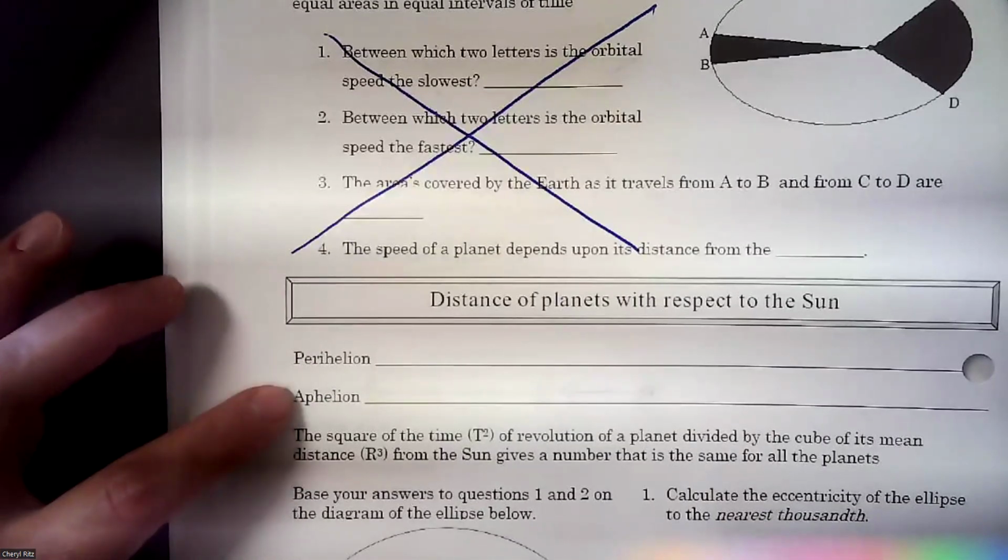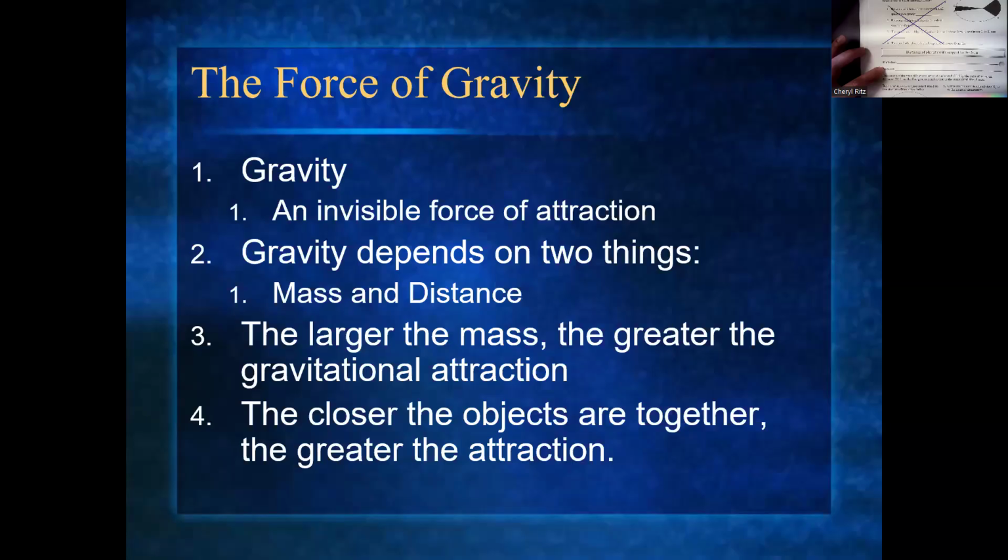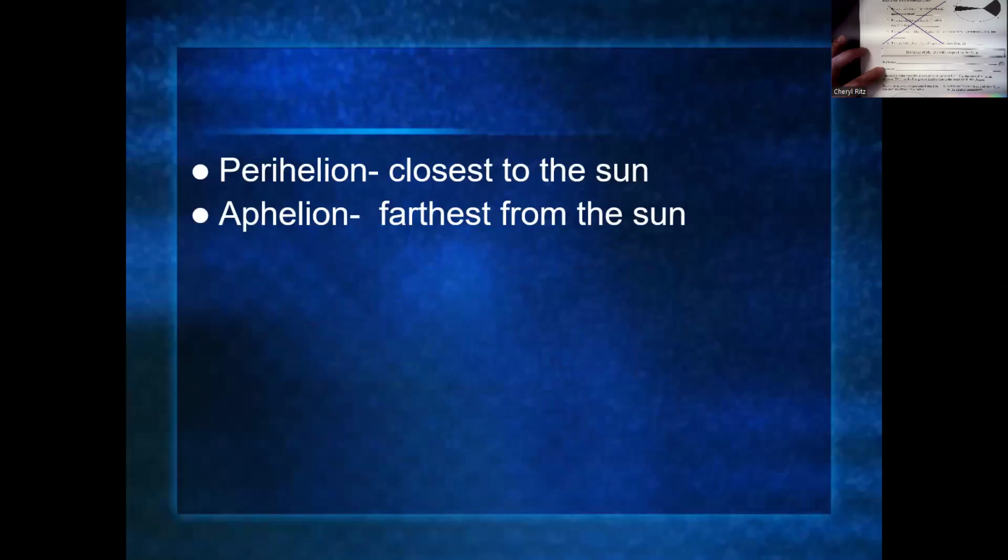The two vocab words are perihelion and aphelion. And let me get those into your notes for you. So we'll go back here. So perihelion is when the Earth is closest to the sun, and aphelion is when the Earth is farthest away from the sun.